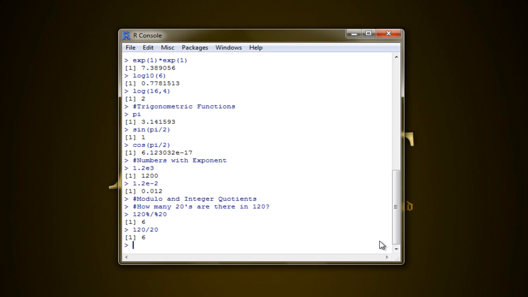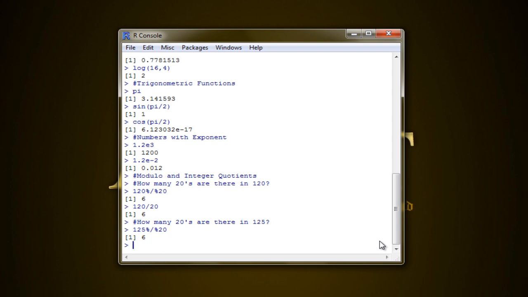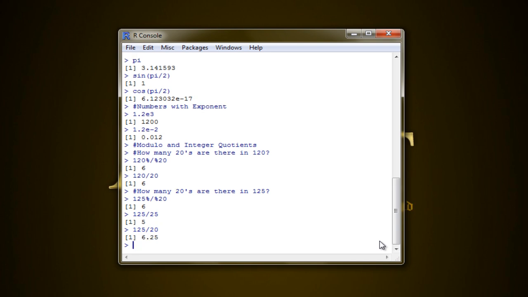However, how about this one? Say, how many 20s are there in 125? To solve for that, just type in 125 %/% 20. There are 6. I hope you can compare the first example we have here and this one. I hope you understand what I mean there.